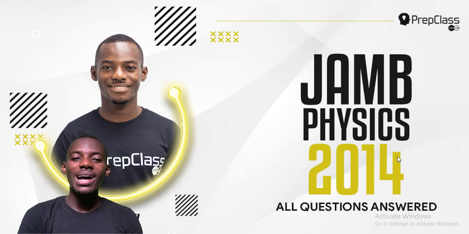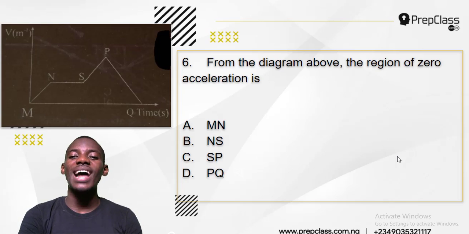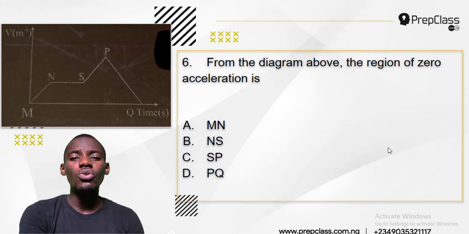Let's go now to number 6. Question number 6 says, from the diagram above, the region of zero acceleration is what? Now, do you know what zero acceleration means on this graph?